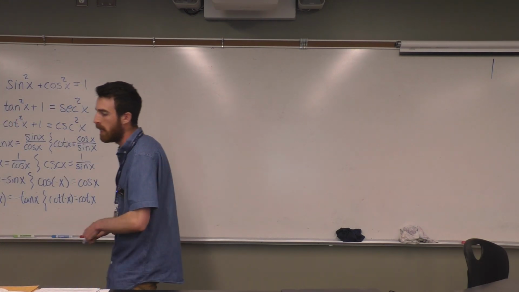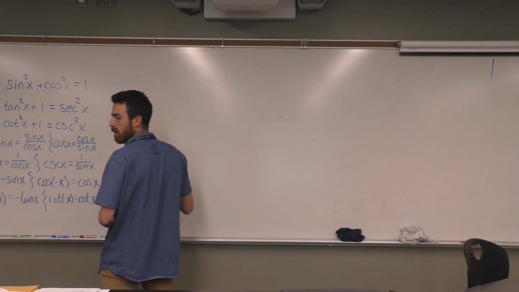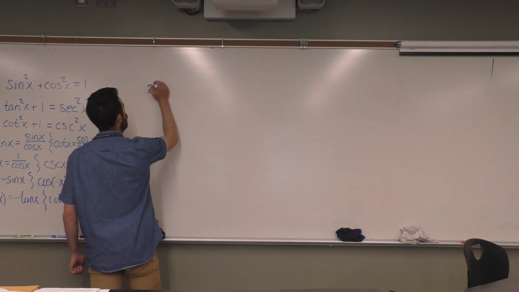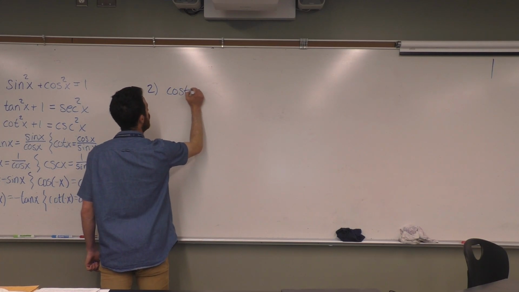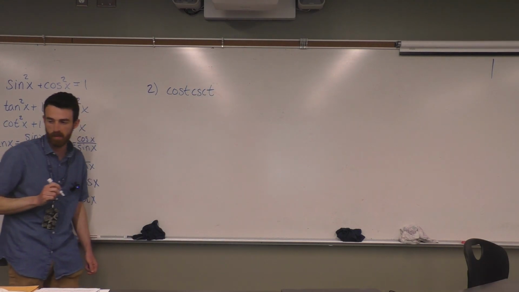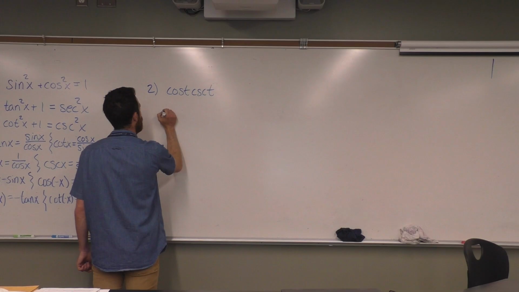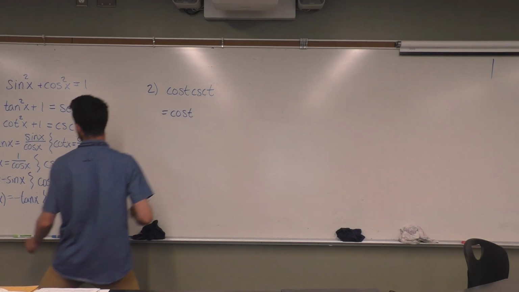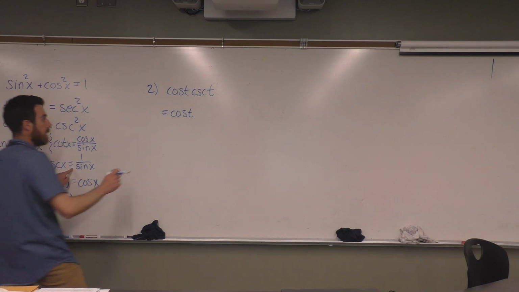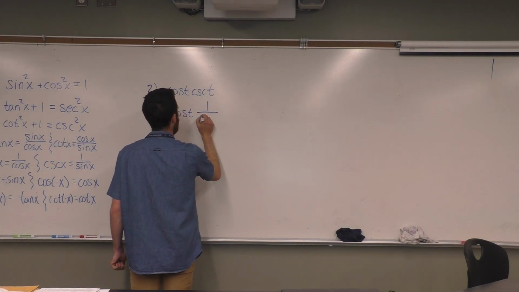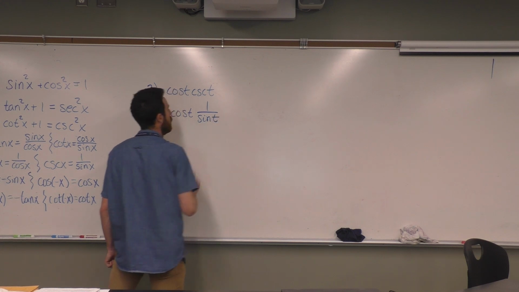All right, so I'm going to work on the evens. Number 2, cosine of t times cosecant of t. And this just says to simplify, so I'll start with an equal sign. Is equal to cosine of t times, using this identity, 1 over sine of t.